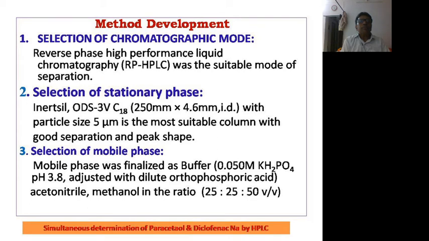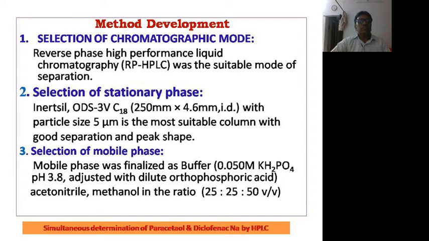Now, for the development of the proper method, some criteria are very necessary. The first criteria given here are the selection of the chromatographic mode, the selection of the stationary phase, and the selection of the mobile phase. In this method I have used reverse phase high performance liquid chromatography, and for the stationary phase I have used an Inertsil C18 column which has a length of 250 millimeter, an internal diameter of 4.6 and a particle size of 5 micrometer.